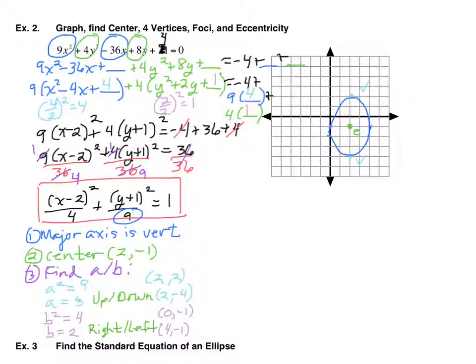What's missing? The foci, right? So we're going to find the foci. What do I need to find the foci? Yep, so c squared is equal to a squared minus b squared. I know a squared and b squared just by looking at the denominators. So I'm going to use those and plug in. So my a squared is 9.